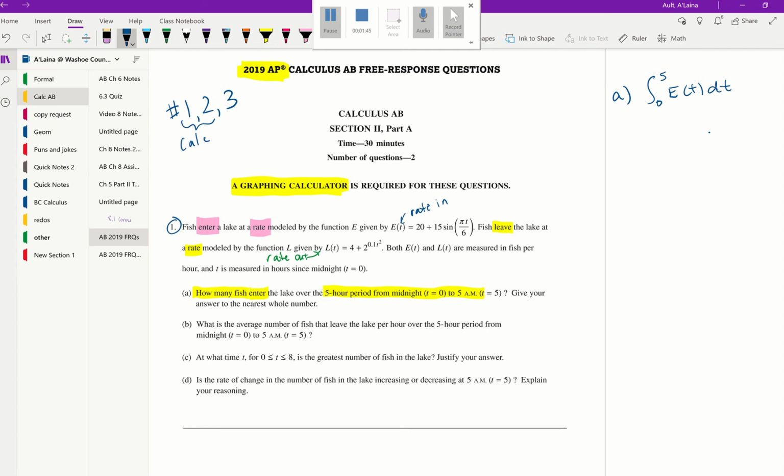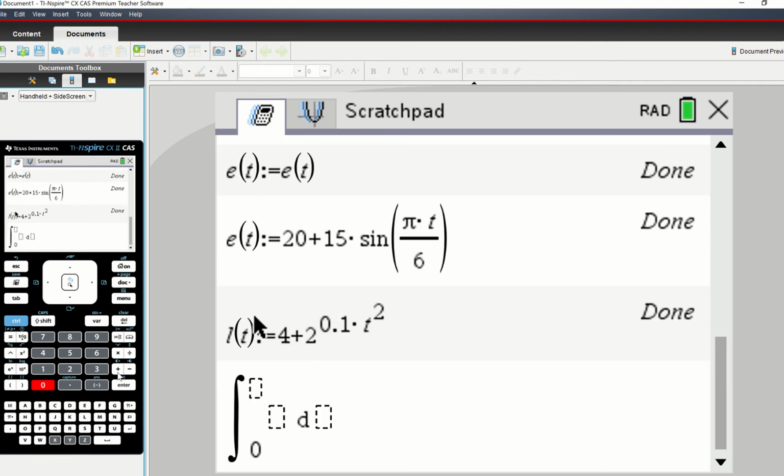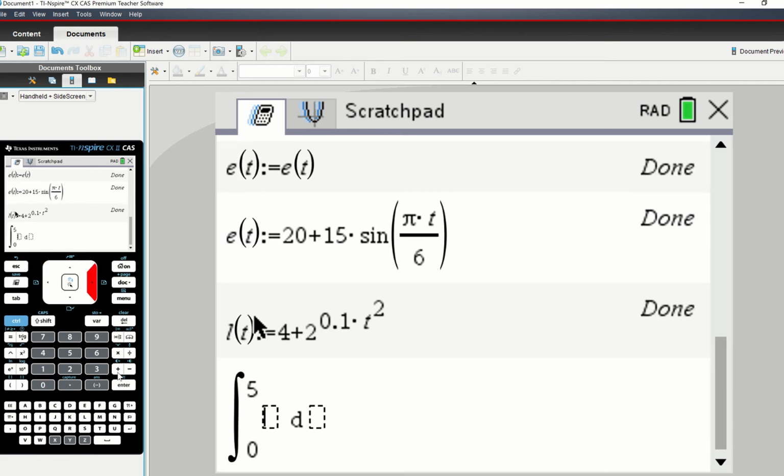I'm going to move to the calculator really quickly. And what I recommend is that as you start these FRQs, go ahead and just define them. You have E, you have L, and I would just define them at the start of the problem and make your life a little bit easier. But this is the definite integral from 0 to 5 of E of t dt.